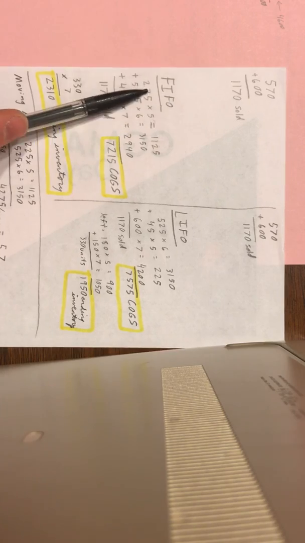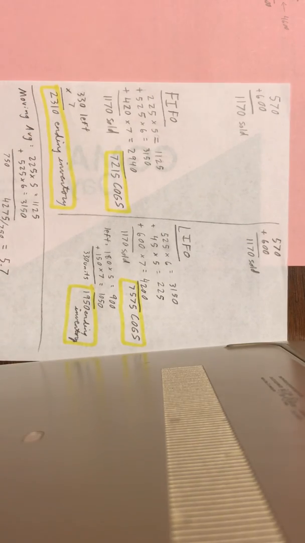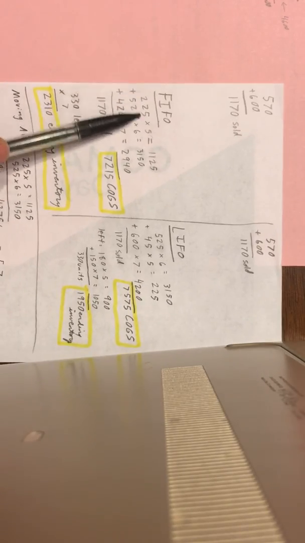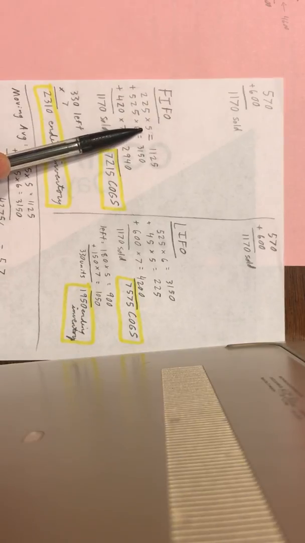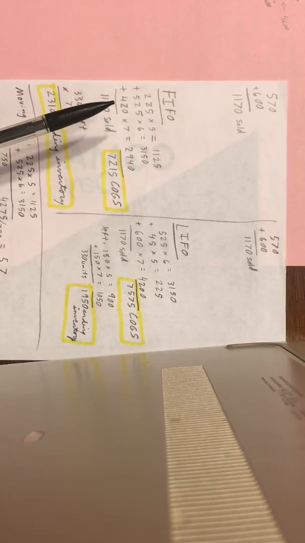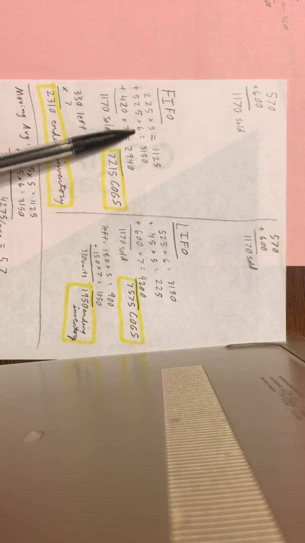And FIFO is first in, first out. LIFO is last in, first out. So FIFO is easy. You really don't have to break it up. I could have broken it up and said $225 at $5 was the first thing I bought, plus I'm only supposed to do $570, so whatever $570 is minus the $225, those would be at the $6.